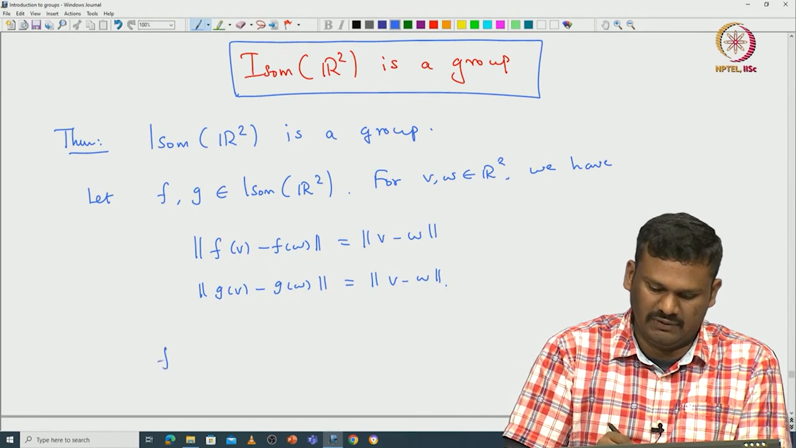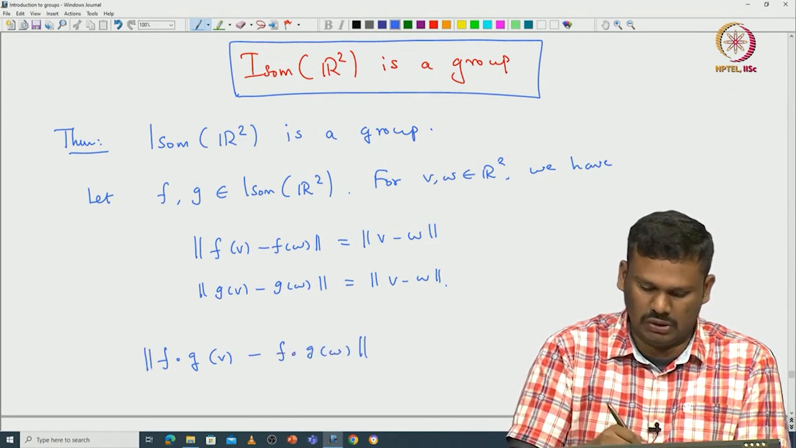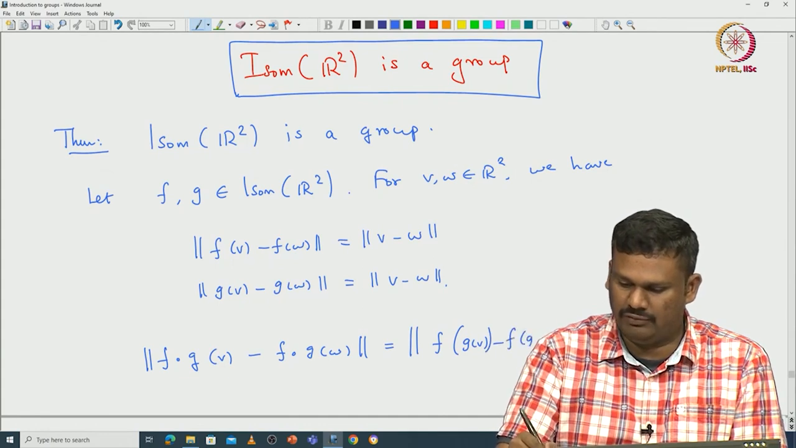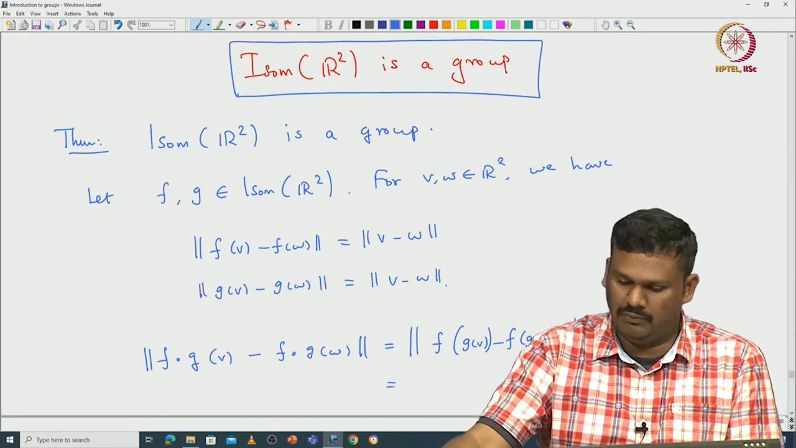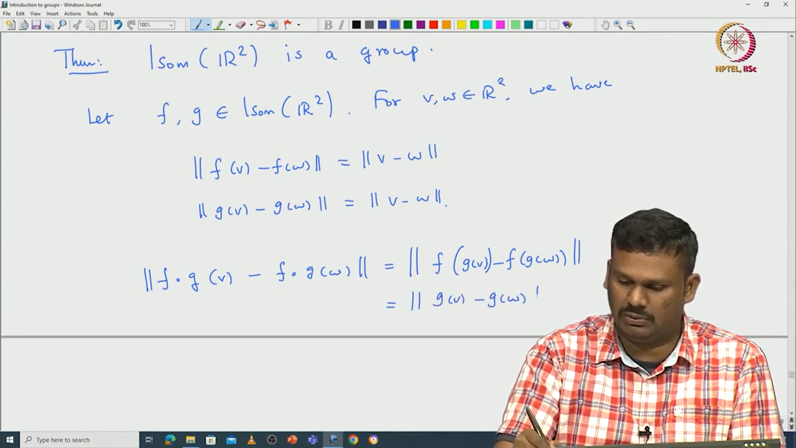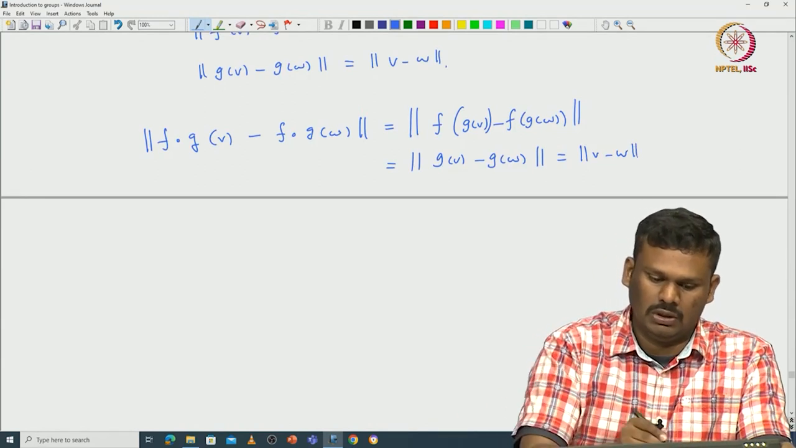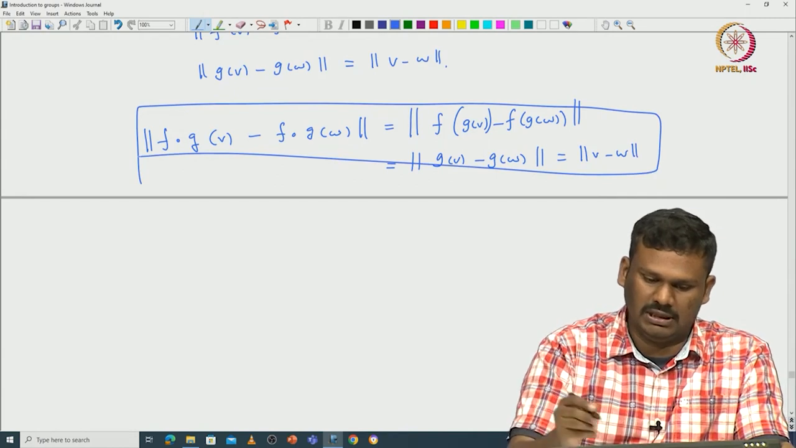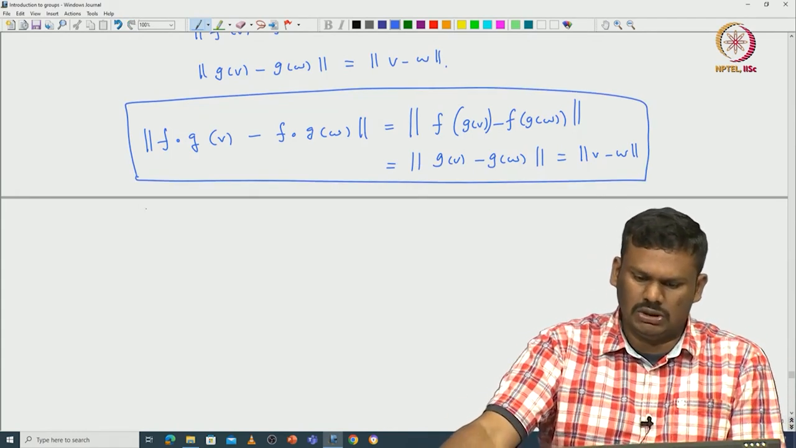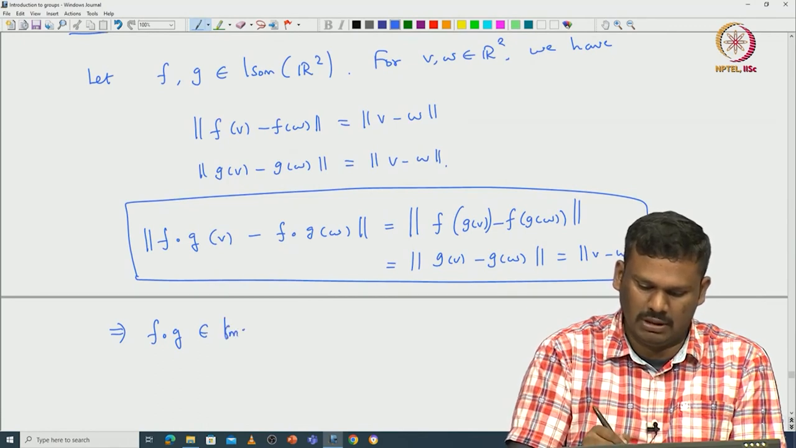Now if you compute the distance between f composition g of v and f composition g of w, this is exactly equal to the distance between f of g of v and f of g of w. From the property of f, this is the distance between g of v and g of w. But again, using the property of g, this is exactly the distance between v and w. So in particular, the composition F composition G also preserves the distance between the images. Because of that, we can immediately conclude that F composition G is again an element of the isometries of R2.